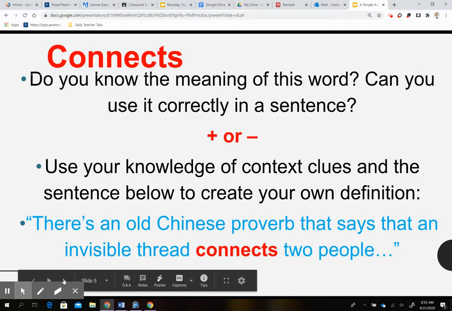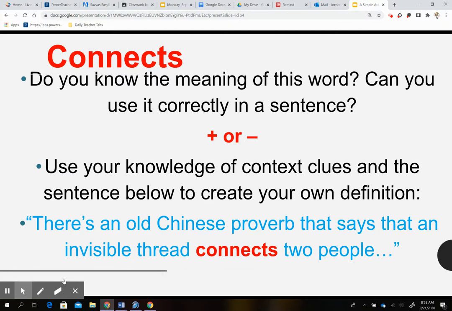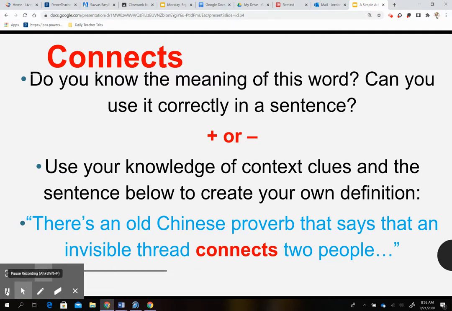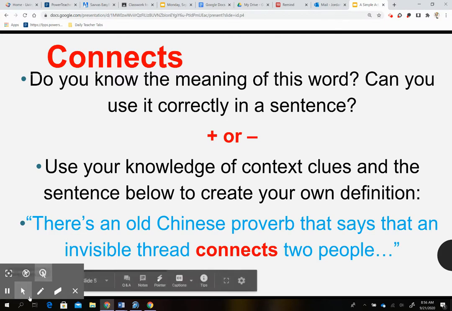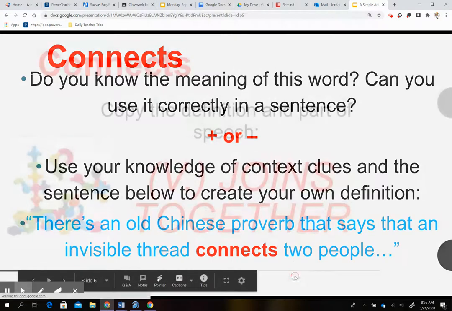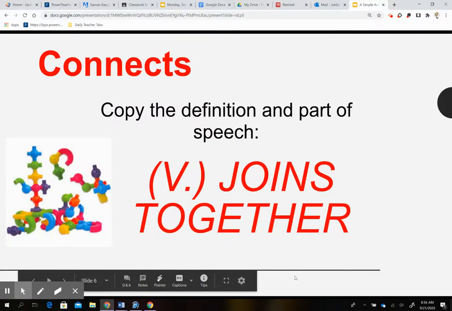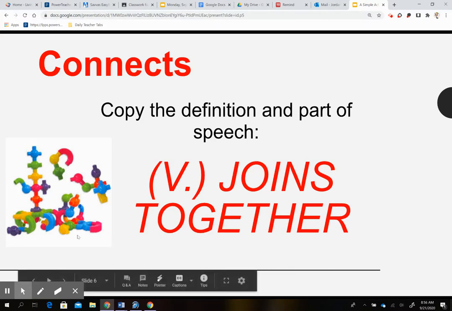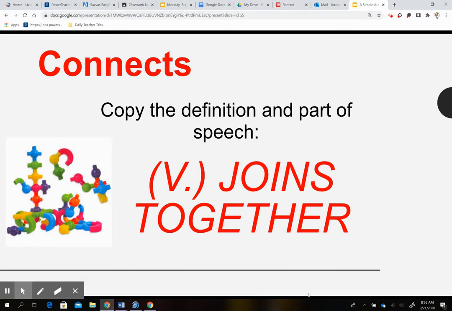So, connects. Plus sign if you know what the word means, minus sign if you do not. There's an old Chinese proverb that says that an invisible thread connects two people. What do you think the word connects means? Let's look. Connects is a verb and it means joins together. Here you can see the picture of the blocks that connect.